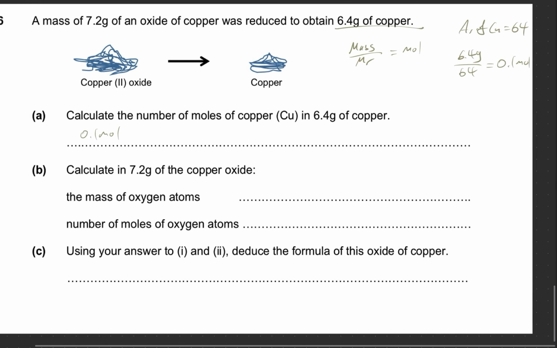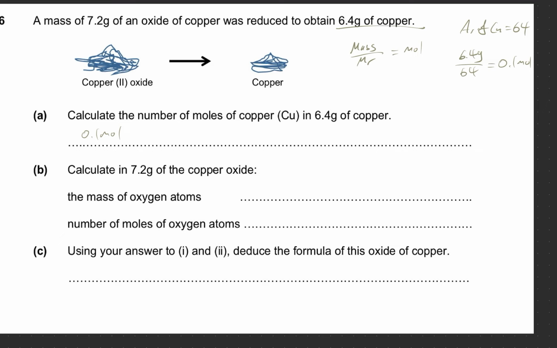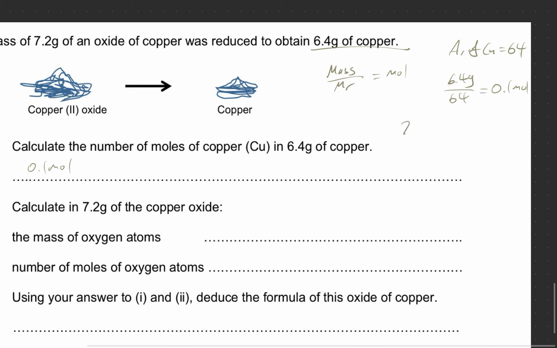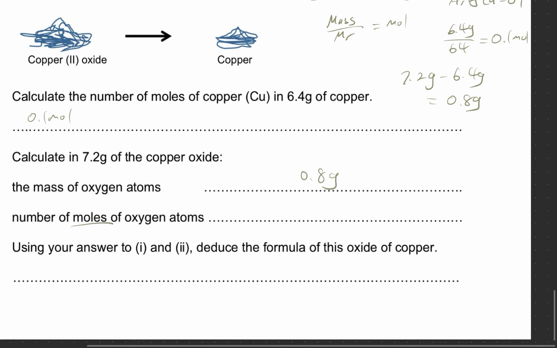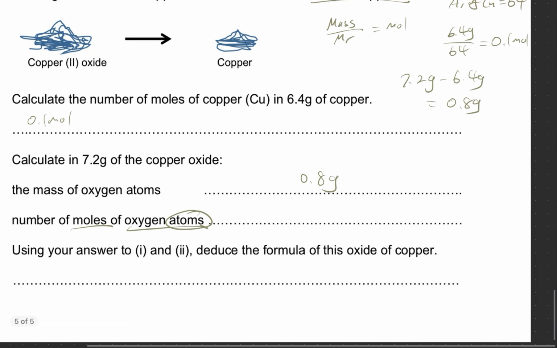Now we need to calculate, in 7.2 grams of the copper oxide, the mass of oxygen atoms. Since we have the mass of the copper now, we can just take the mass of the copper oxide minus the mass of the copper. By doing so, we'll get 0.8 grams. That's the mass of the oxygen atoms. Now they want the number of moles of oxygen atoms. The AR of oxygen equals 16. So 0.8 divided by 16 will give us 0.05 moles.